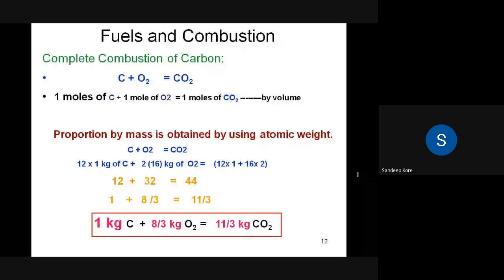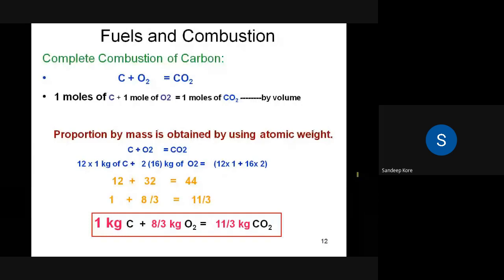So to burn carbon completely into carbon dioxide, we need 8 by 3 kg of oxygen, and it is going to form 11 by 3 kg of carbon dioxide. So this is the combustion reaction of carbon with oxygen. Okay, so I will go further.